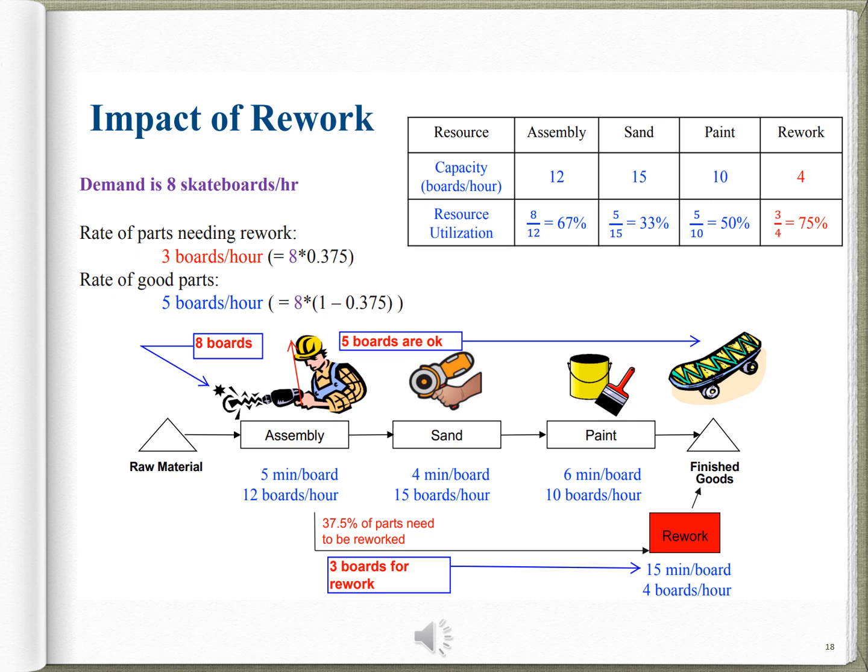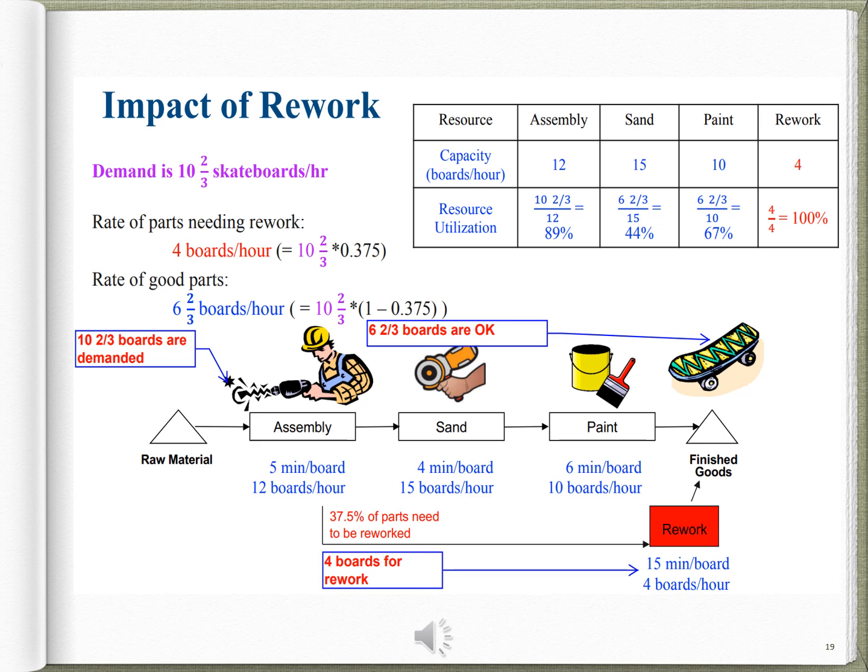Considering a rework station with a capacity of up to 4 boards per hour might give a false impression that the whole process is capable. However, this is not true. Any change in demand will also affect the capacity of the steps, including the rework station. Let's see how the change in demand affects this process, mainly due to the rework station.